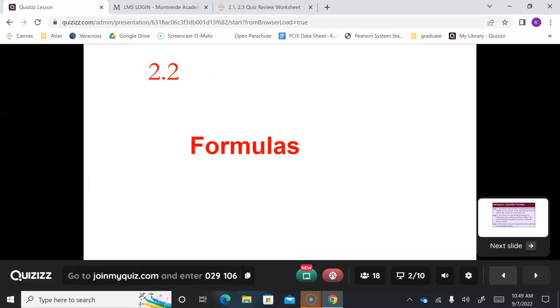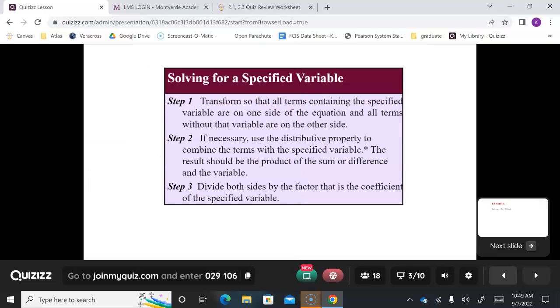So let's go ahead and we're going to roll into formulas. What we're doing with formulas is, in principle, actually in practice, essentially the same thing as solving a linear equation. We're doing our inverse operations. We're adding or subtracting to move things from one side of the equation to the other. We're multiplying or dividing to remove coefficients from one side of the equation to the other.